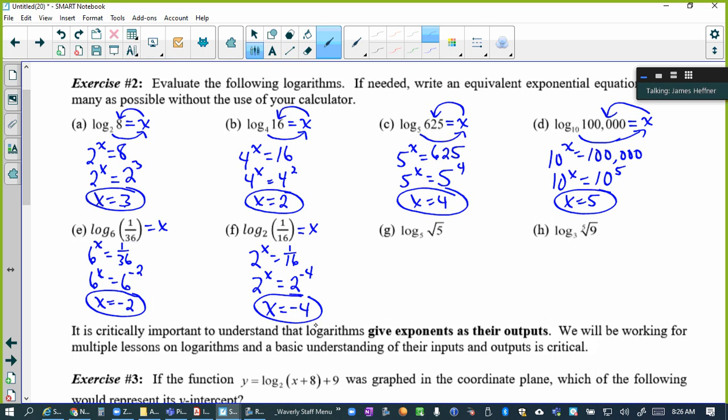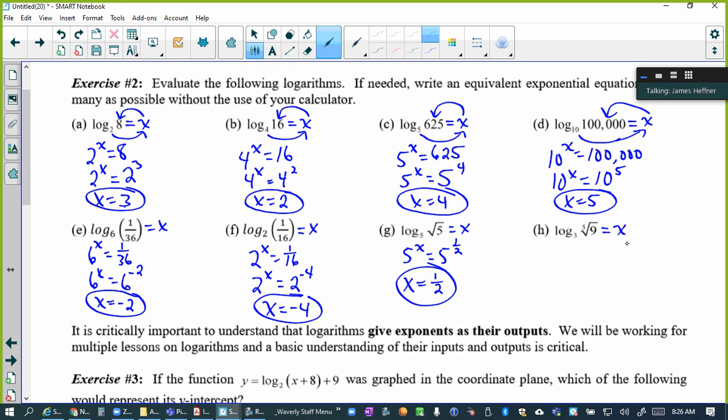But can we write the square root of 5 as an exponent? Yes. What would it be? 5 to 1/2. Remember that? So we did 5 to the x equals 5 to the 1/2. And now it's pretty easy, right? What does x equal? X equals 1/2. All right. We got one more here. The 5th root of 9.